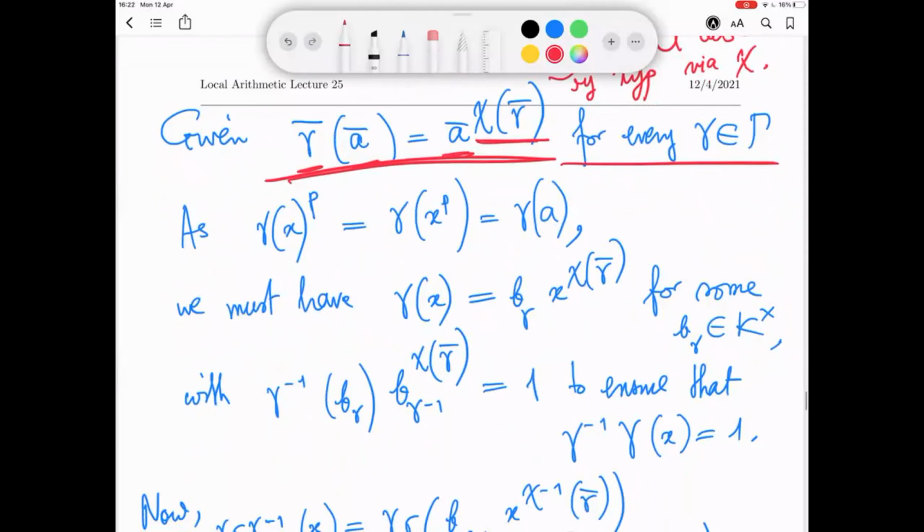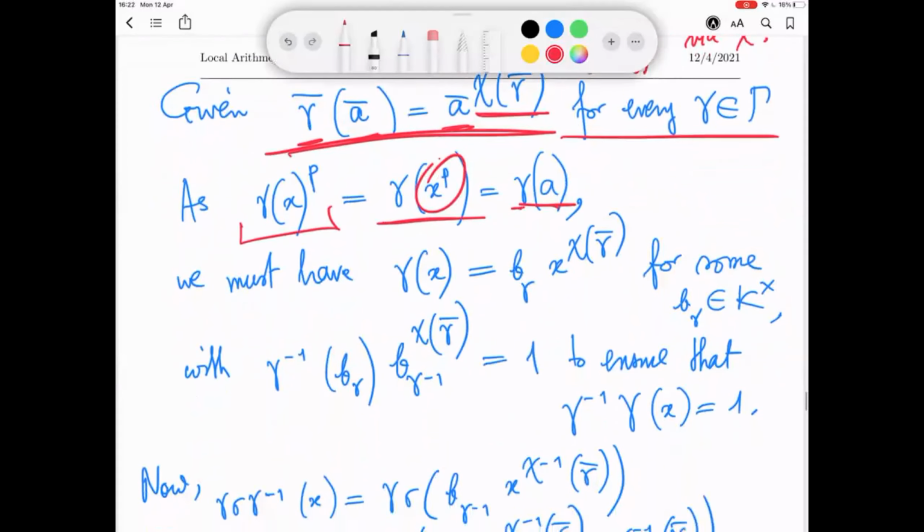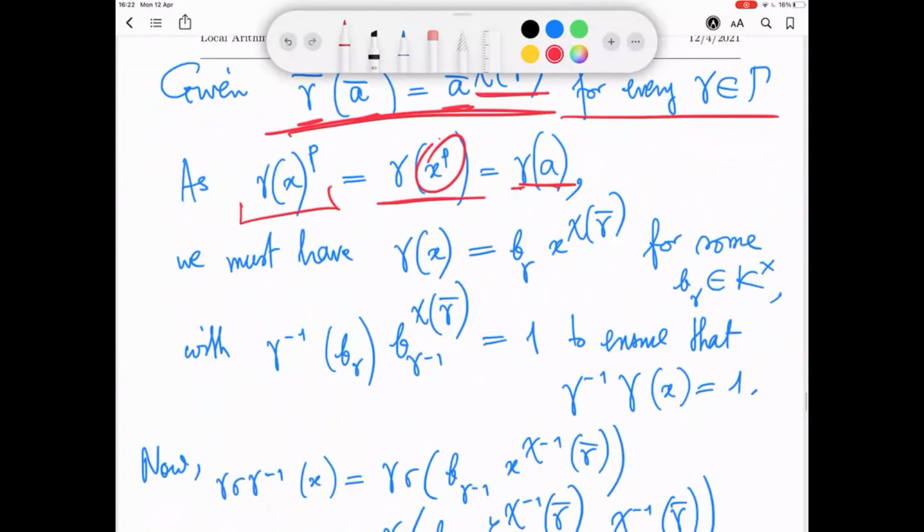Okay. Now, gamma of x to the power p is gamma of a, because x to the power p is a. Now, these two elements: this gamma x is a pth root of gamma a. That's what this says. Gamma x is a pth root of gamma a.